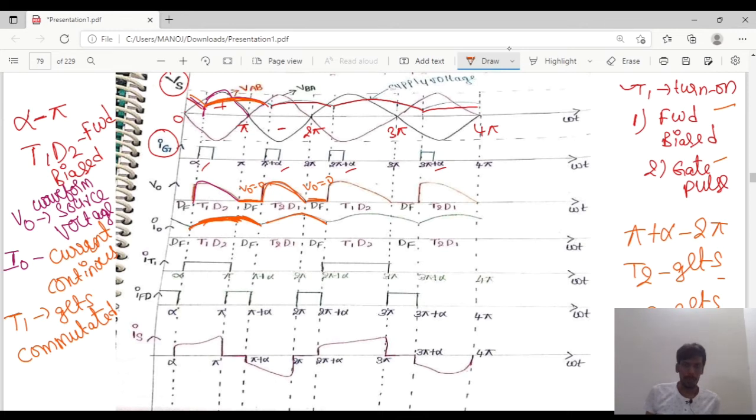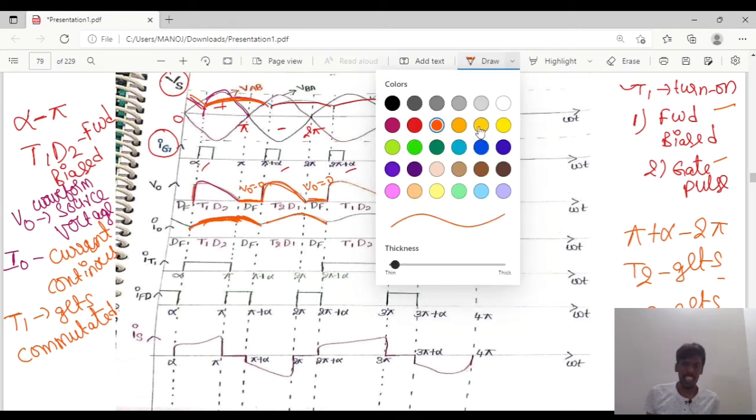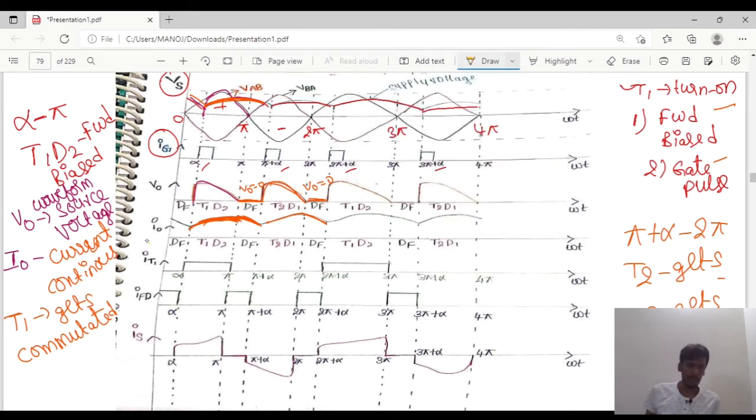If you observe only the current waveforms, first the current across thyristor T1. Thyristor T1 will conduct from alpha to pi, no? So it is observed here that from alpha to pi the thyristor T1 will conduct, and from 2 pi plus alpha to 3 pi, again T1 will conduct. So thyristor T1 will conduct from alpha to pi as well as 2 pi plus alpha to 3 pi.